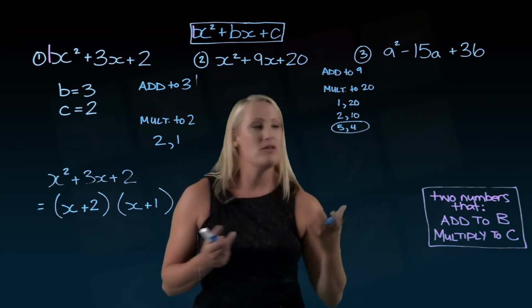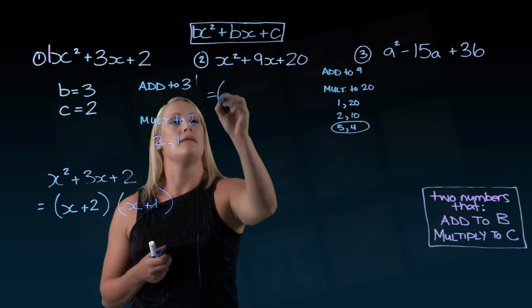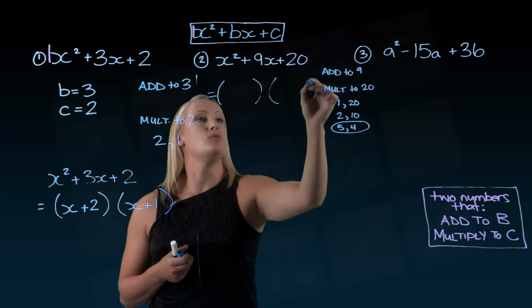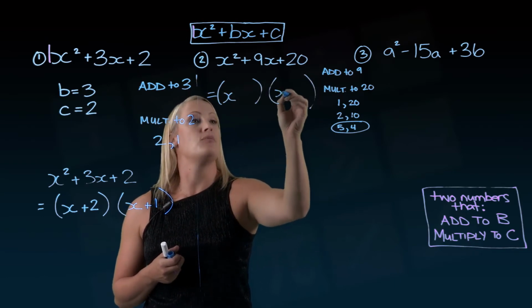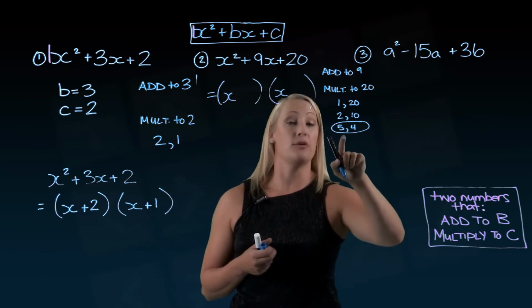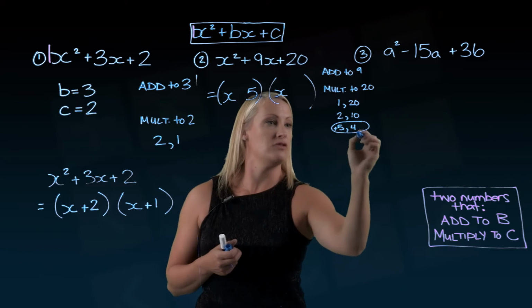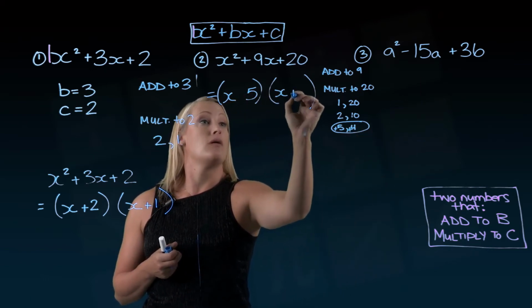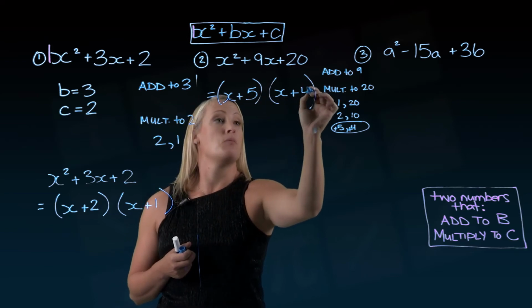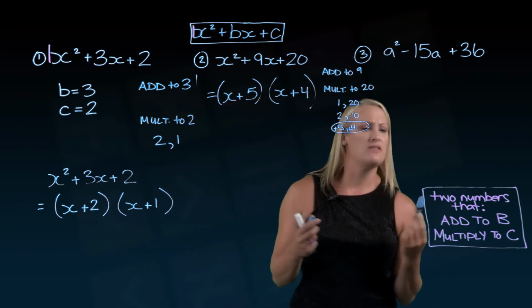That's kind of the hard part of the question, because once you have those two values, I can write my two brackets. I'm dealing with an x here, so I'm going to put an x in the front of both of those brackets. And I'm going to put a 5, and that's positive 5. We'll deal with one with a negative in a second. And a positive 4 in those brackets. So hopefully that makes sense, and you're starting to kind of see the pattern.